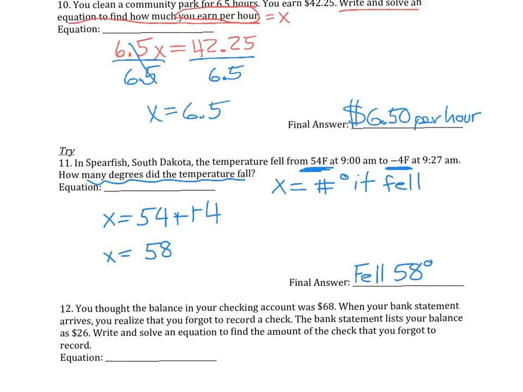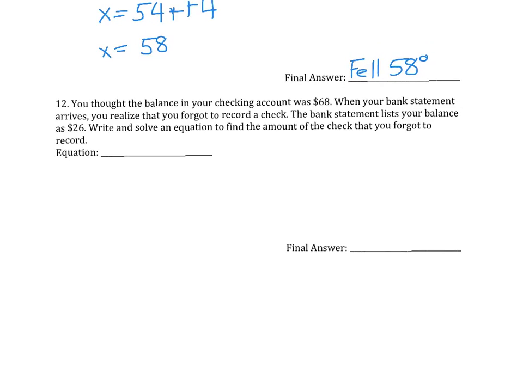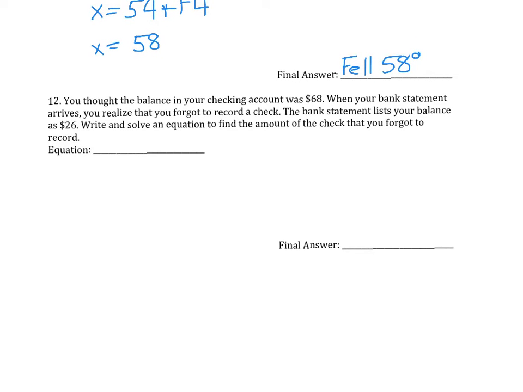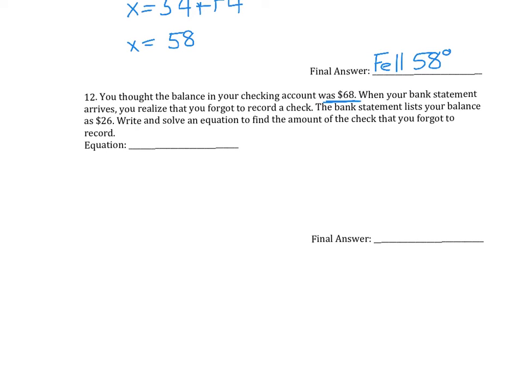All right, let's look at our next one. Let's look at 12 together. So it says you thought the balance in your checking account was $68. Okay, so you thought it was $68. When your bank statement arrives, you realize that you forgot to record a check. The bank statement lists your balance as $26. So write and solve an equation to find the amount of the check you forgot to record. So we're going to say the amount of the check we forgot is going to equal x, right? So let's go ahead and find that.